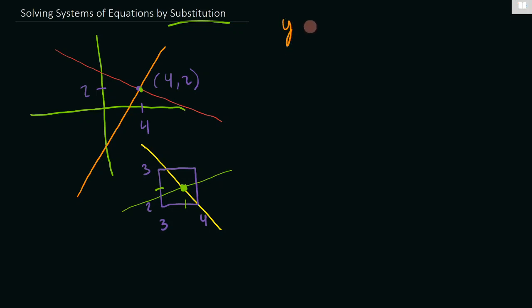We'll start with one that's in y equals mx plus b form already. So y equals 2x minus 10. And let's make our second equation y equals 1/2 x minus 1. Okay, so these ones are set up. You could solve this by graphing, and I encourage you to try if you like.